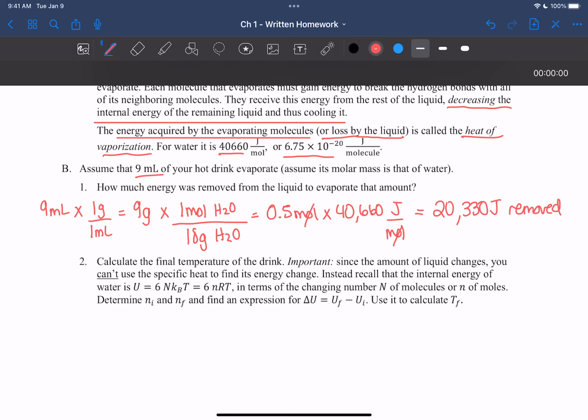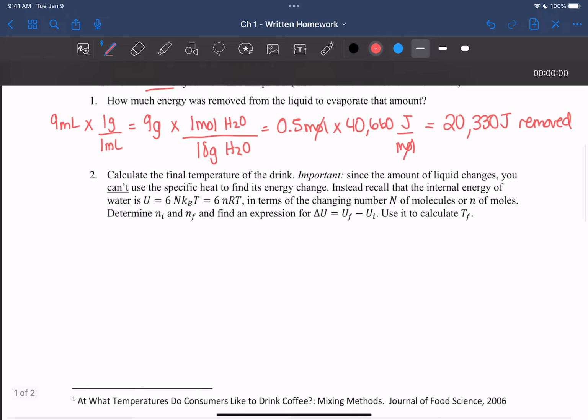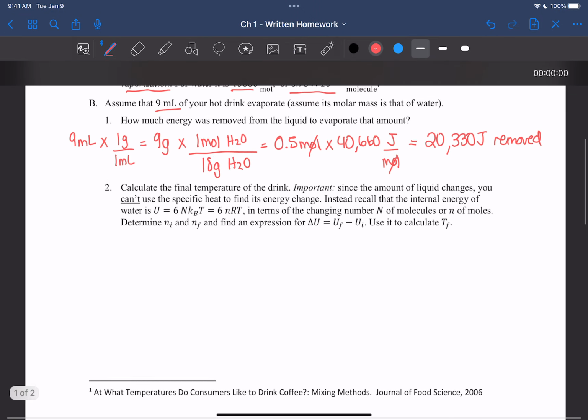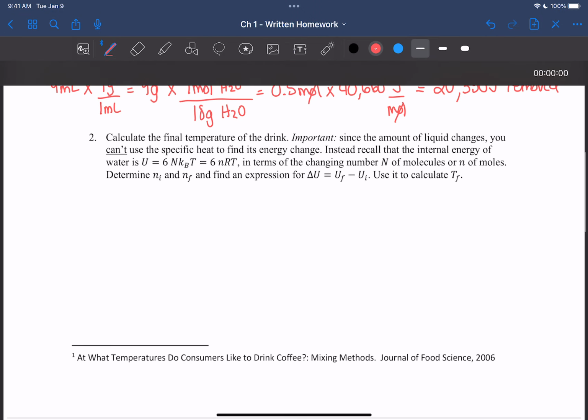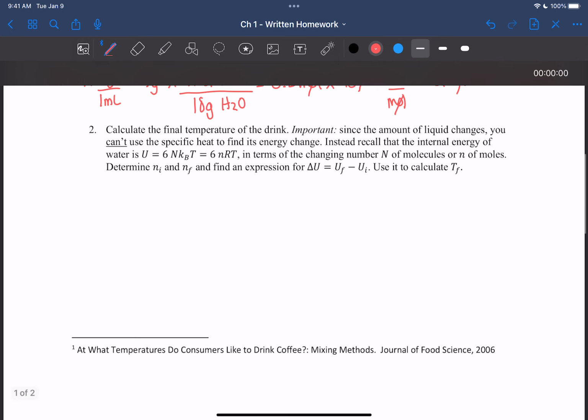All right. So that's B, or B1, I guess. B2 is calculate the final temperature of the drink. It's important since the amount of liquid changes. You can't use a specific heat to find its energy change.